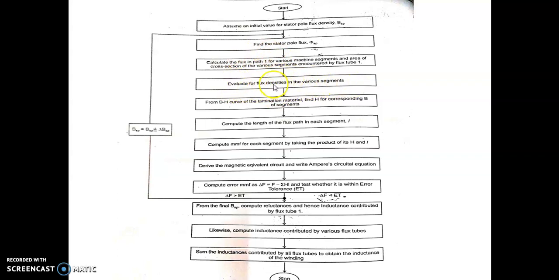Now after calculating the flux density B, we have to draw the BH curve. From the BH curve of the lamination material, we find the H for the corresponding B of the segments. In the next step, we compute the length L of the flux path in each segment, because we have already found the value of H. If H is multiplied by L, we get the MMF value. So next we calculate the length. After calculating H and L, the next step is to calculate the MMF for each segment by taking the product of H and L.